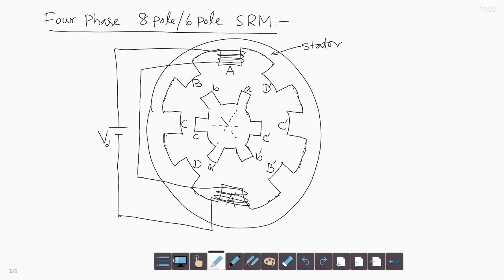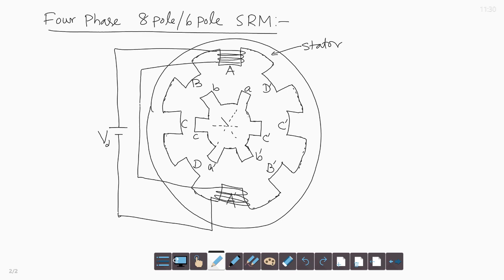So, what do we see in this figure? We see that the rotor pole A is close to stator pole A. They are not aligned, but rotor pole A is approaching the stator pole A. Similarly, A dash is approaching the stator pole A dash. So, this is the right moment to energize the phase A from the DC supply.